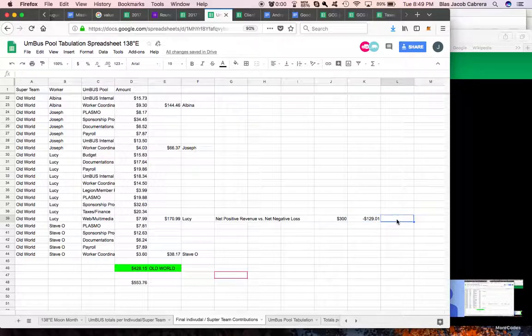And then this can be turned into a percentage. So you could do 129 of 300 would be a negative 40%. So you can compare each person based on total amount as well as percentage. But in the end, it's going to be based on their number of hours, right?